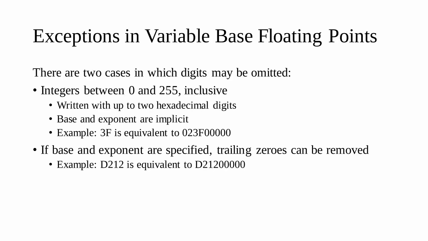There are 2 exceptions to the 9-digit representation of numbers. The first is that if a number is an integer between 0 and 255 inclusive, then it can just be represented as 1 or 2 hexadecimal digits. The second is if the base and exponent are specified, then all trailing zeros in the significand can be removed, as in the 13212 example from earlier.